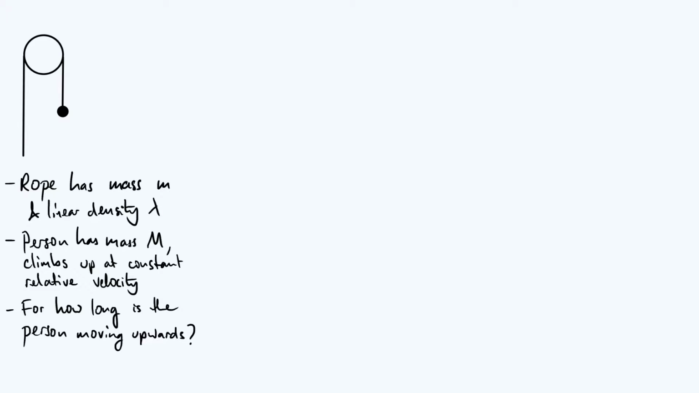Hello everyone, in this video we're going to work through what I would describe as a very difficult physics problem. It involves climbing up a rope which is draped over a pulley. And so I'm going to start by setting up the problem, explaining what we're trying to find out, and then we'll get on with the working.